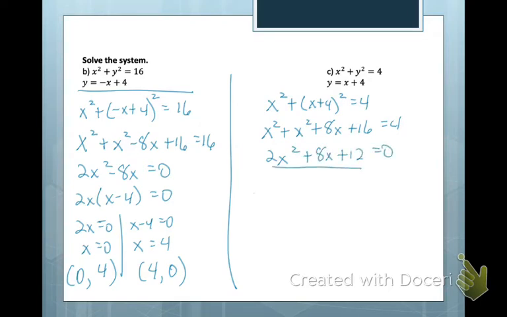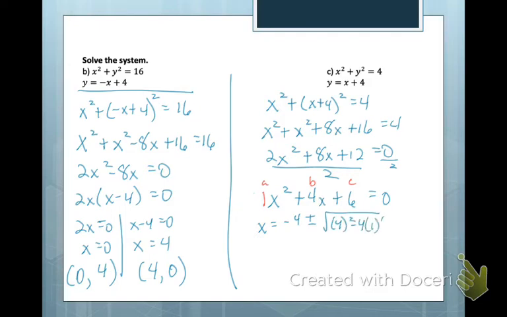Now before we solve, I notice I can divide all of those by 2, the greatest common factor. That leaves me with x squared plus 4x plus 6 to solve. That will not factor for me, so I am going to use the quadratic formula. And I end up with negative 4 plus or minus the square root of 4 squared minus 4 times 1 times 6, which is negative 8.